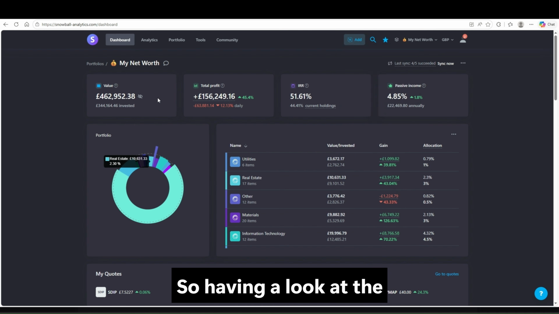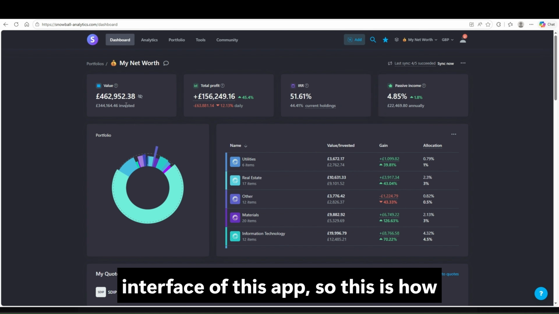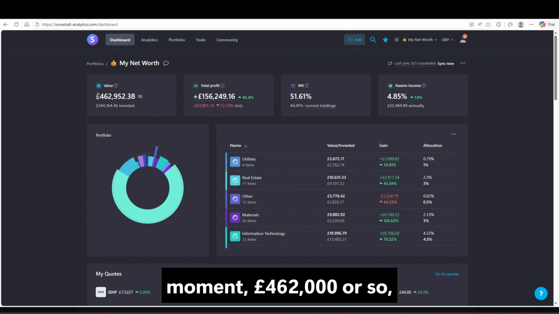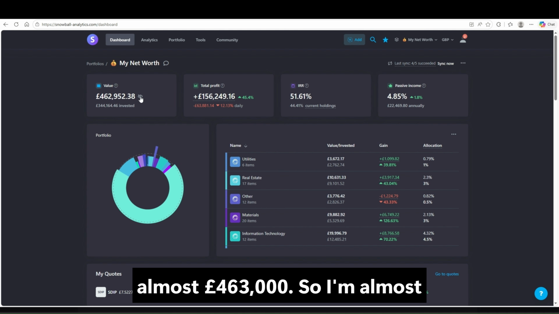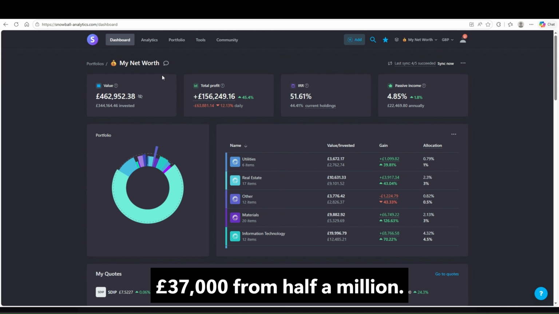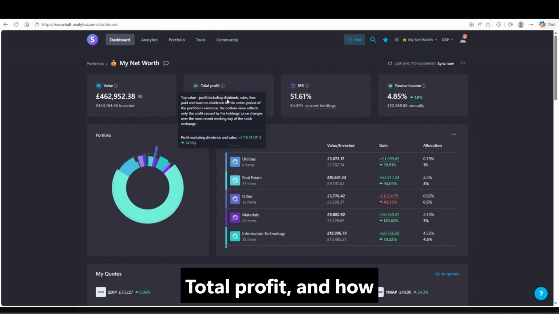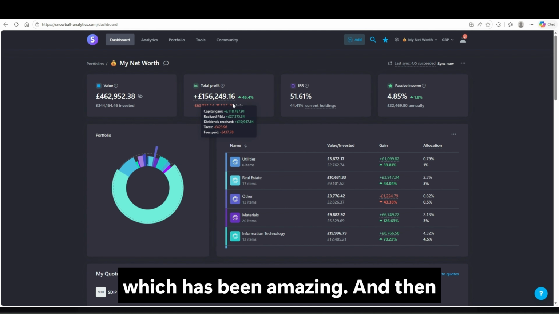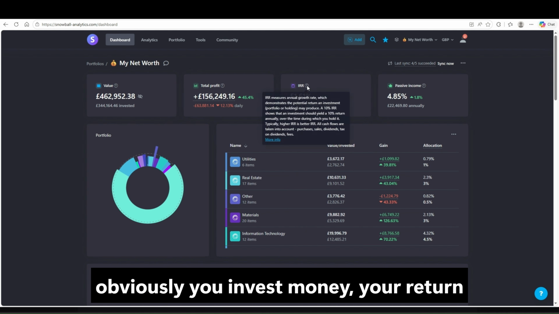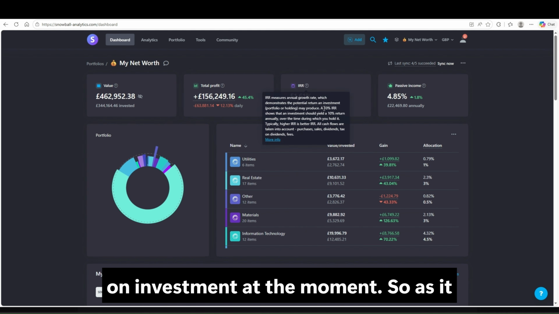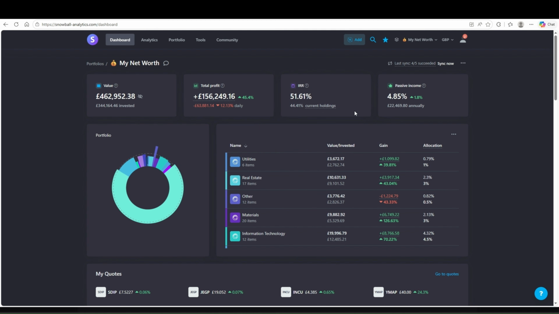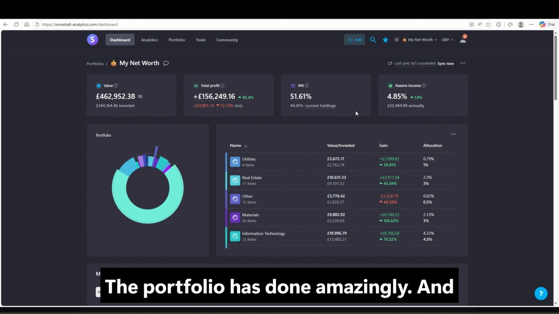So, having a look at the interface of this app. This is how much I invested. This is the value at the moment, 462,000 or so, almost 463,000. So I'm almost 37,000 from half a million. Total profit and how much you're up: 156,000, which has been amazing. And then obviously you invest money, your return on investment at the moment. As it says here, 10% means a 10% return annually. I'm up 51. The portfolio has done amazingly.